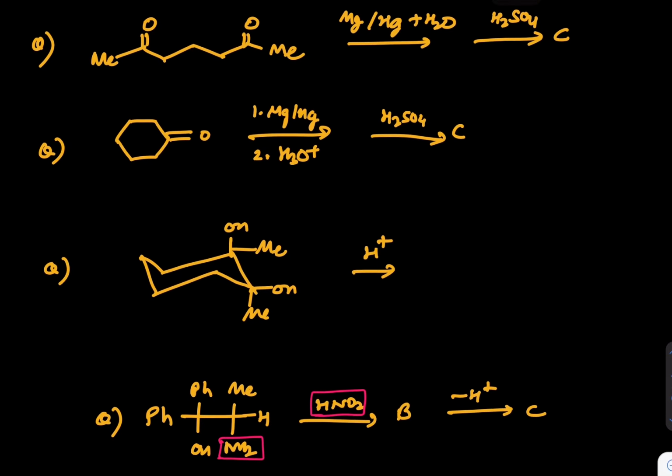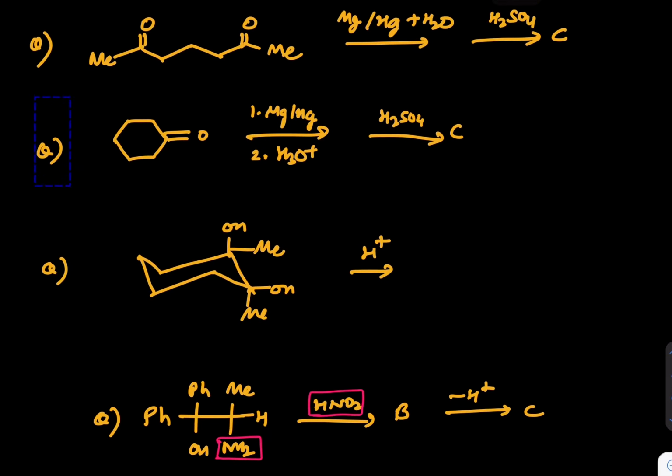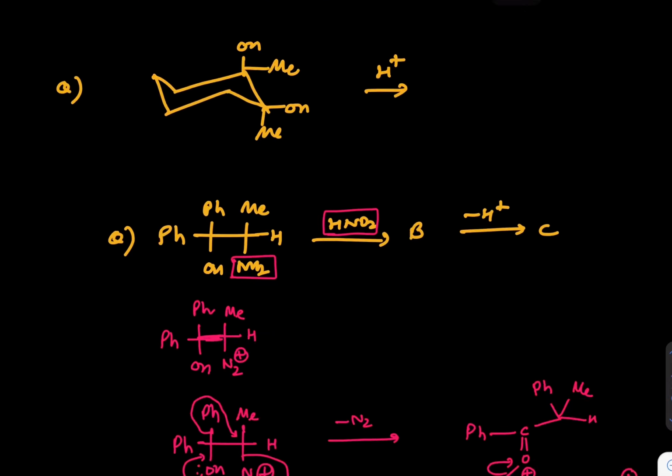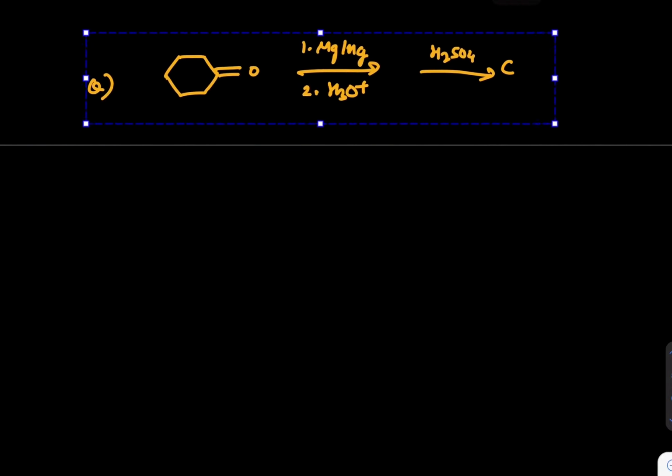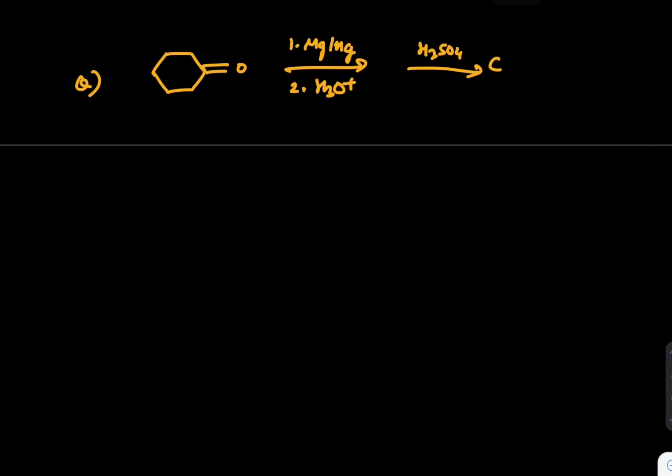Now next is this example. We'll take this example. So in this example, this is simple. We can say MgHg water will give us this kind of pinacol, and this kind of pinacol you have already solved. What will happen with this kind of pinacol, which is this product?